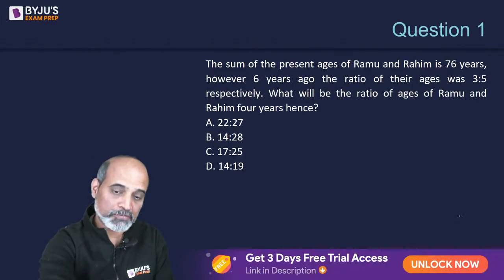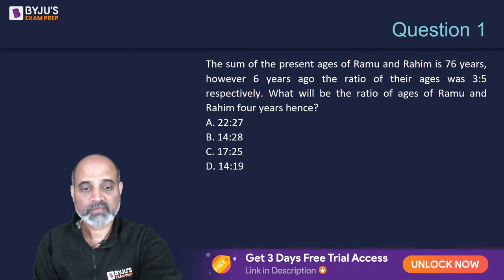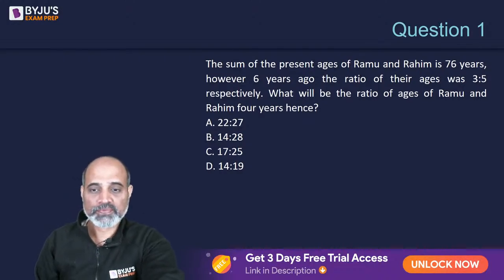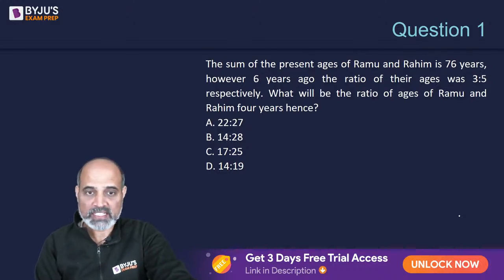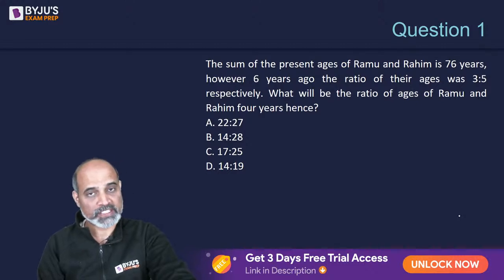So let's begin with our first question of the day. The sum of the present ages of Ramu and Rahim is 76 years. However, 6 years ago, the ratio of their ages was 3:5 respectively. What will be the ratio of the ages of Ramu and Rahim 4 years hence?